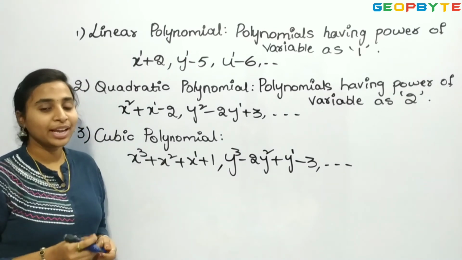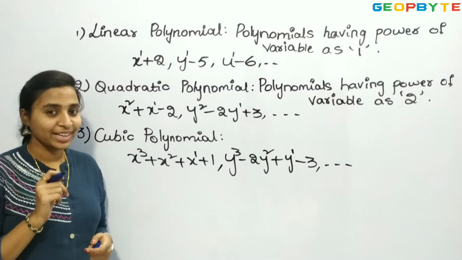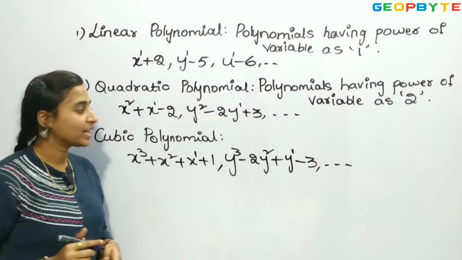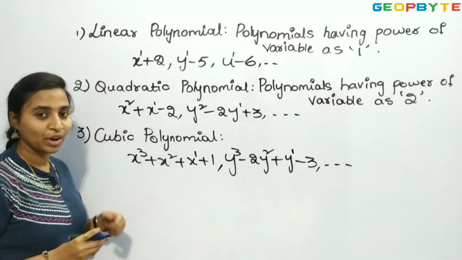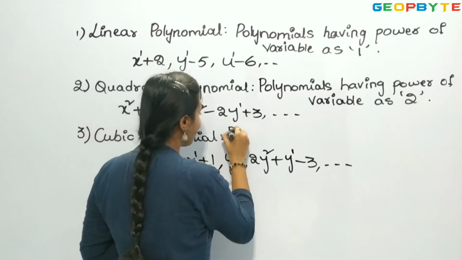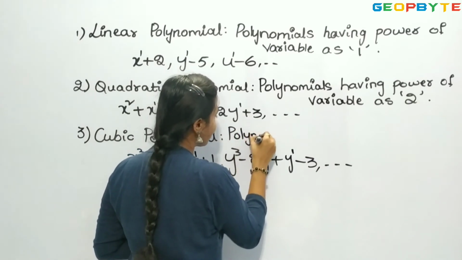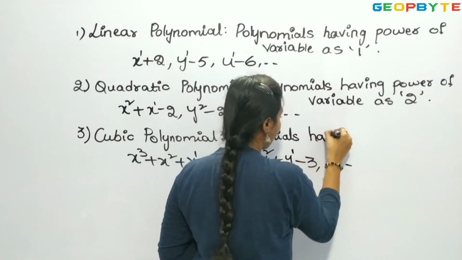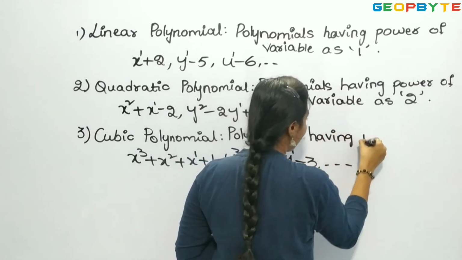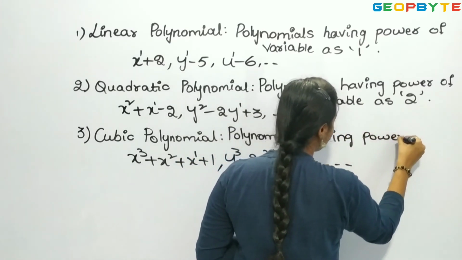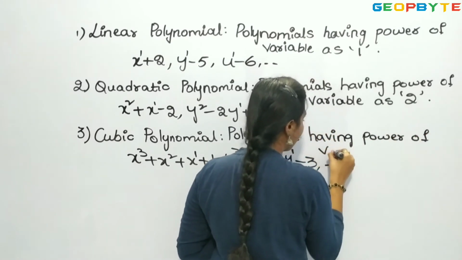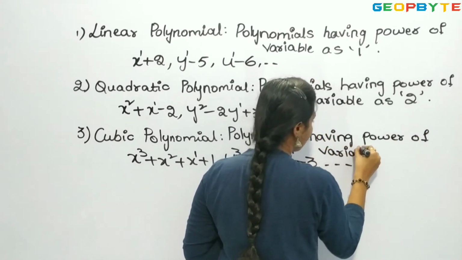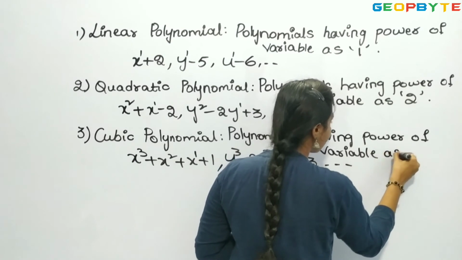So, a polynomial having degree 3, the highest degree as 3, is called a cubic polynomial. Let us write: polynomial having power of variable as 3.